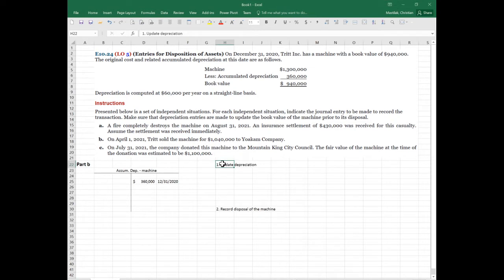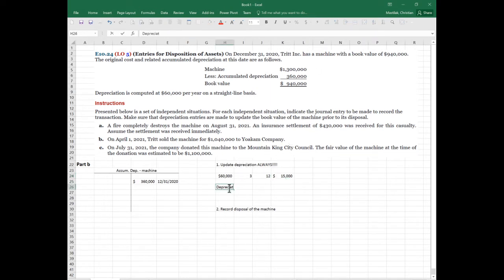The first thing we have to do, which is what we always have to do, is update depreciation. So what do we know about depreciation? We know it's $60,000 per year. We're given that here. April 1st, 2021, how many months of depreciation do we have to record from 12/31/2020? January, February, March, 3 months. April 1st, the beginning of April, so we have 3 months, 3 over 12, so we can do plus 60,000 times 3 divided by 12. So $15,000 is our amount of depreciation expense.